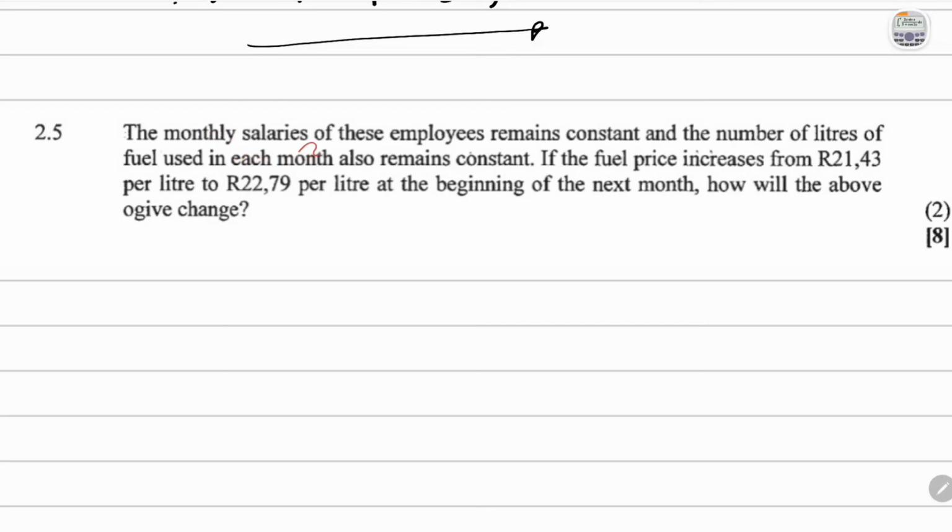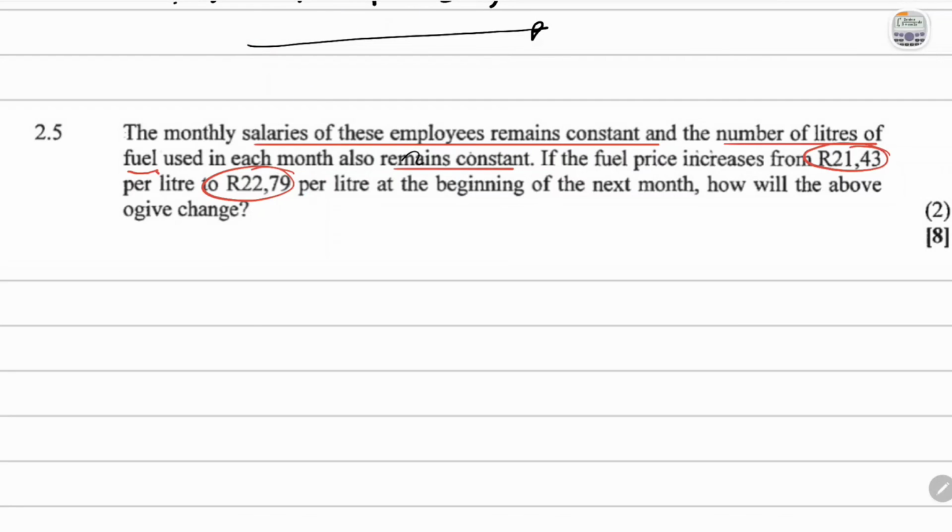But they are saying that the monthly salaries of these employees remain constant. Their salaries are not moving, which is already bad. We know something's going to increase, but their salaries did not increase. They did not get a raise. The number of liters of fuel in each month also remains the same. So they're still using the same amount of fuel. Now the question is, if the fuel price increases from 21 Rand 43 cents per liter to 22 Rand 79 cents per liter at the beginning of the next month, how will the above ogive change?